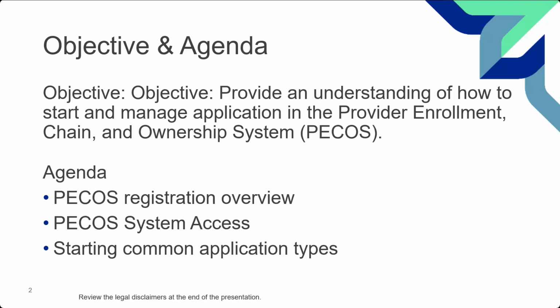So our objective today is to help get you more comfortable with PECOS and help provide you with an understanding of how to start and manage an application in that system. To do that, we are going to give a little bit of an overview of the registration process, but as I mentioned, that has a webinar in and of itself, and we will provide that information to you if you'd like to learn a little bit more about that. We're also going to talk about how you access the system and how you navigate through the system, just the basic layout of it. And then we're going to talk about starting common application types. This is going to include uploading documents and applying signatures to those applications.